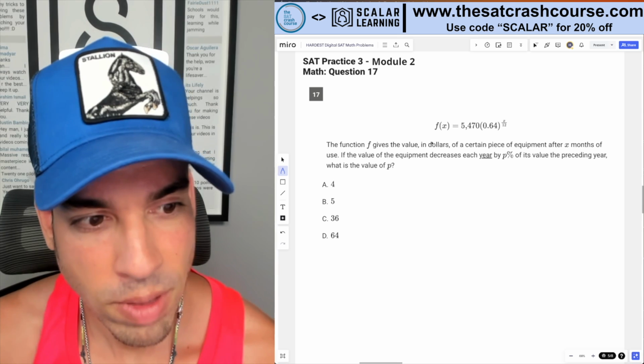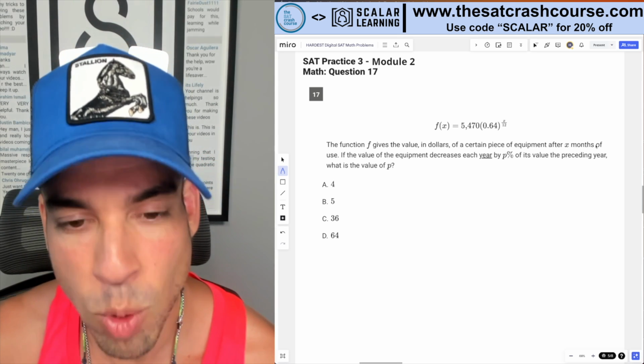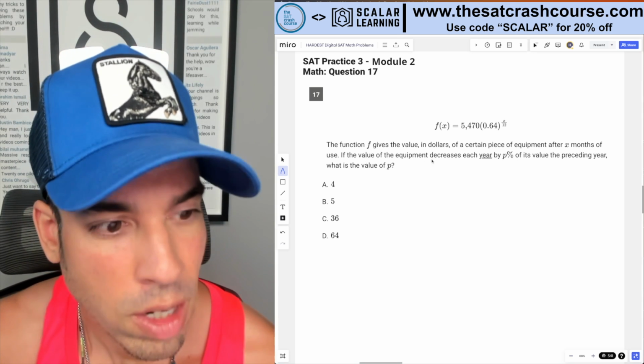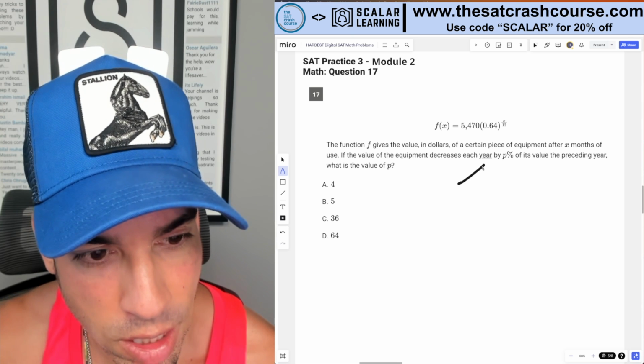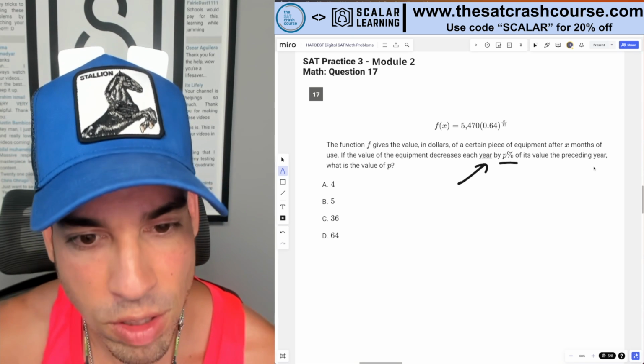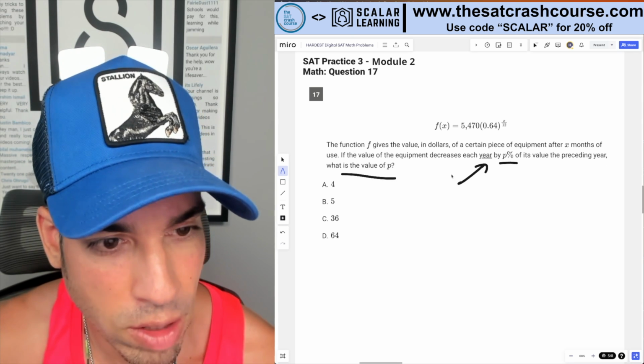Done. The function f gives the value in dollars of a certain piece of equipment after x months of use. The value of the equipment decreases each year by P% of its value the preceding year. What is the value of P?